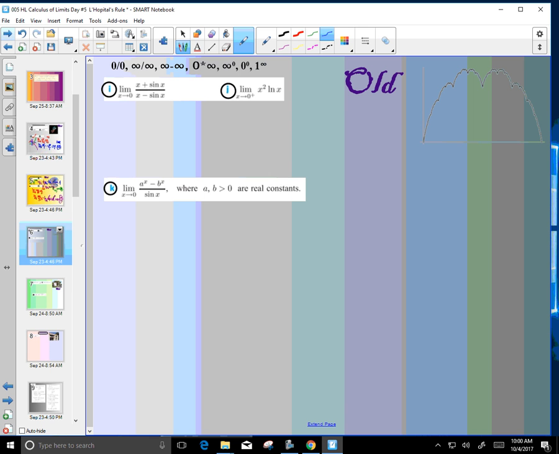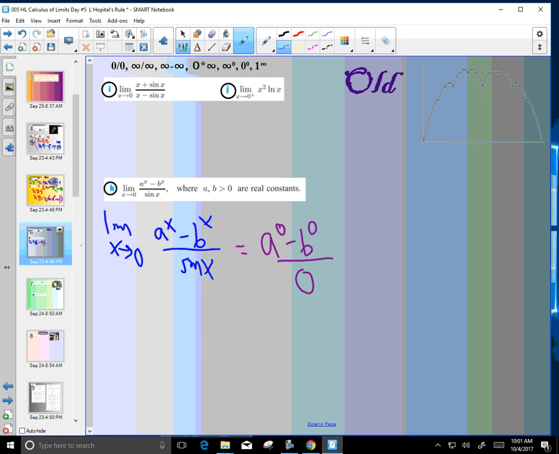Okay, should we do K quickly? Limit x approaches 0 of a to the x minus b to the x over sine x. And this is a little premature too because we haven't really talked about this, but if x is 0, you're going to get a to the 0 minus b to the 0 over the sine of 0. What's a to the 0? So b to the 0 is also 1. Do you see how this is 0 over 0?